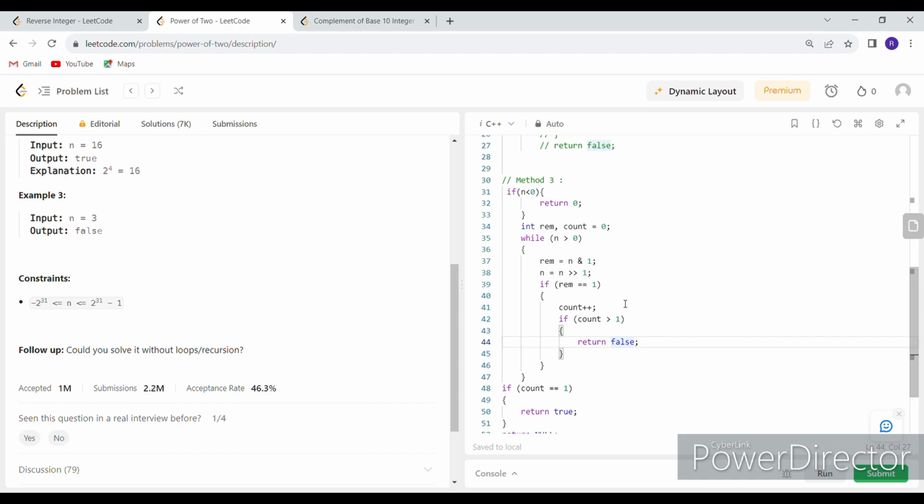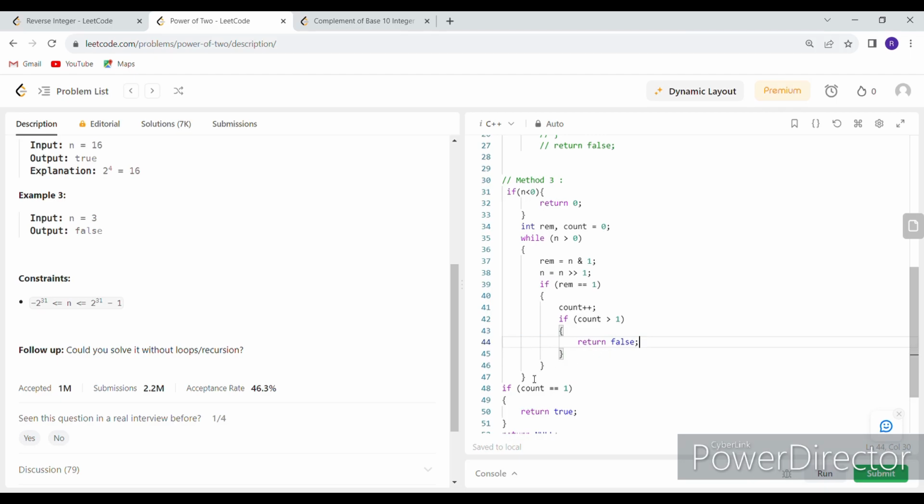Okay, if the count is 0, this won't be executed, and the next iteration will run, as we have already shifted the value of n. Okay, so this will run until the value of count is less than or equal to 1. If it exceeds 1, we will simply return false.